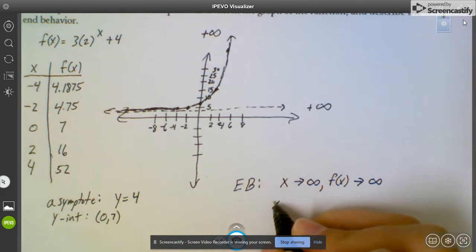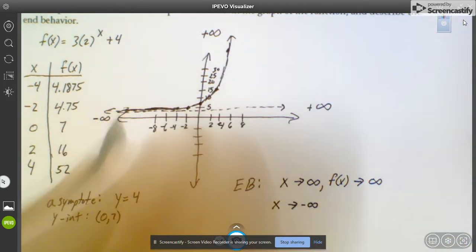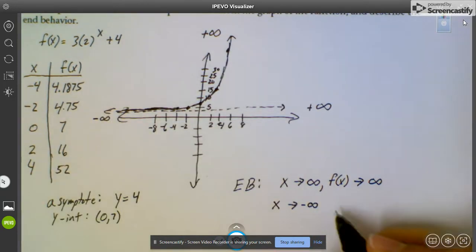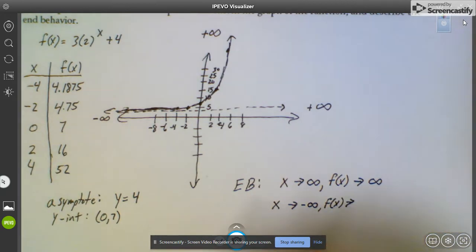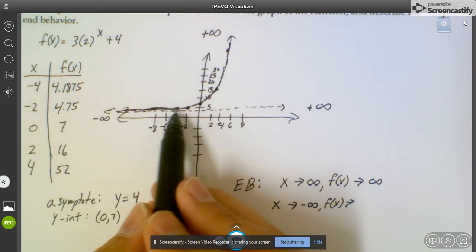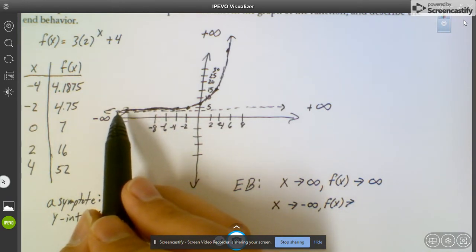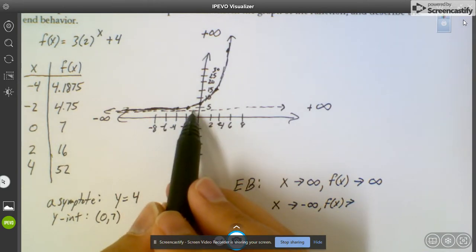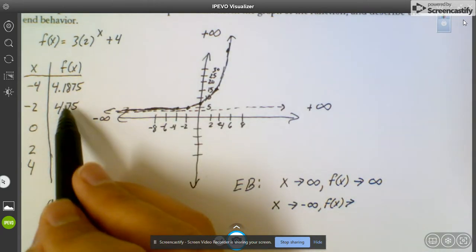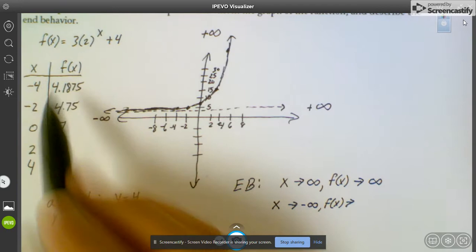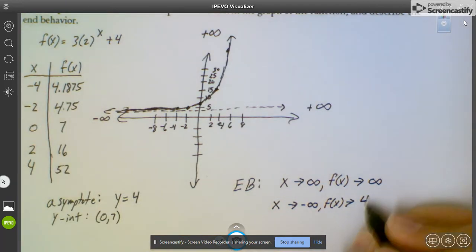Now on the other side of things, as x approaches negative infinity, again, negative infinity on the x is back to the left. What is my y value approaching? And we saw this in the calculator. The further and further I go to the left, the more and more I am approaching what y value? And it should be 4, right? Remember, these y values seem to be approaching 4, but they never quite got there. So that is the asymptote that we are approaching.